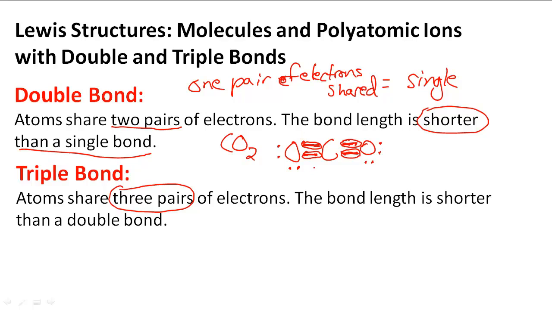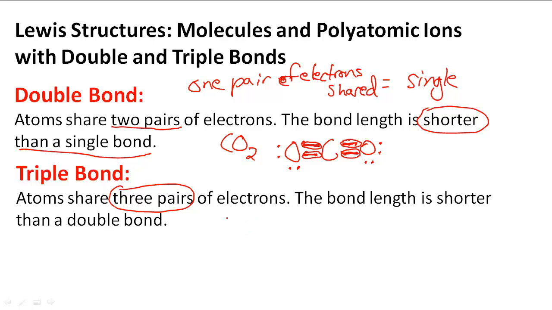So oxygen is happy. Carbon is happy because 1, 2, 3, 4, 5, 6, 7, 8. And the other oxygen is also happy. So this is an example of a double bond. And remember that that bond length is shorter than it would be if there were single bonds in it.